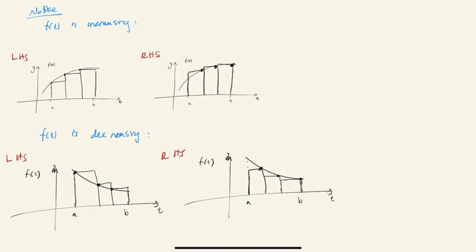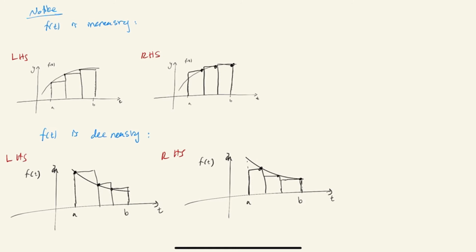Now here notice we have 2 cases. The top case is going to be when the function f of t is increasing, and the bottom case is when f of t is decreasing. And then for each case I'm going to notate what's the left hand sum and what's the right hand sum.